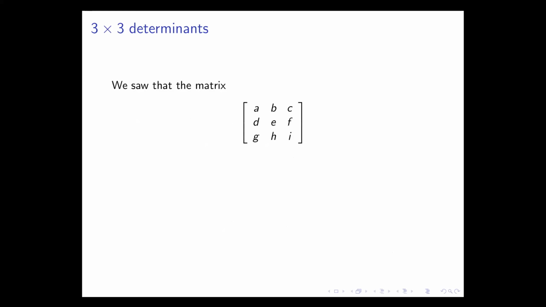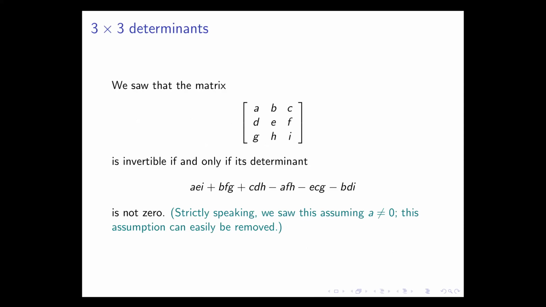So let's find a way to calculate the determinant without doing the echelon reduction. This is the formula here. Again, it's AEI. You take the product over the diagonal, right? And then you do BFG. I'm going to color them in different colors, and hopefully you'll see some pattern here, plus CDH.